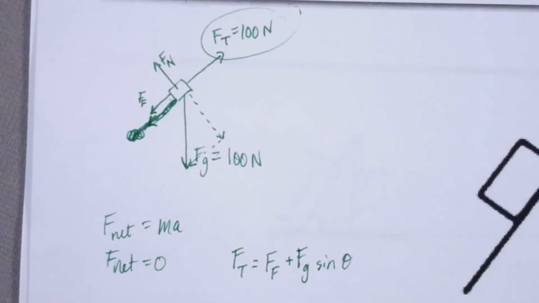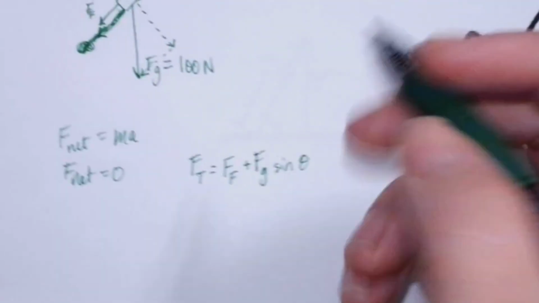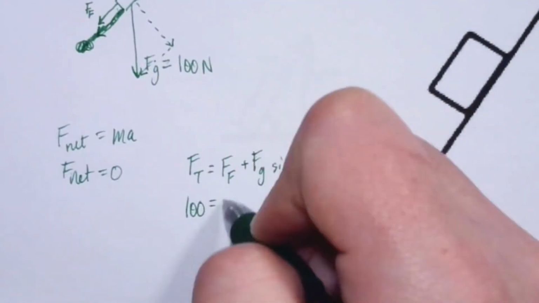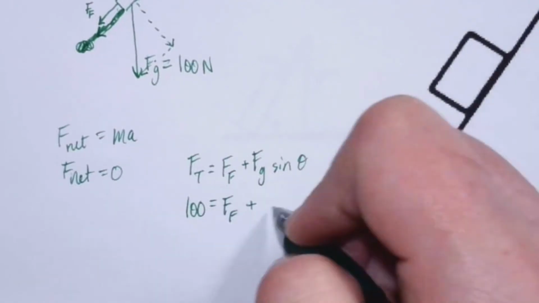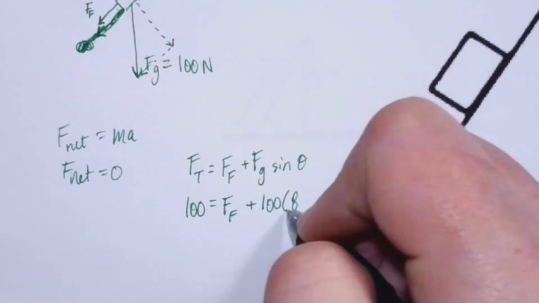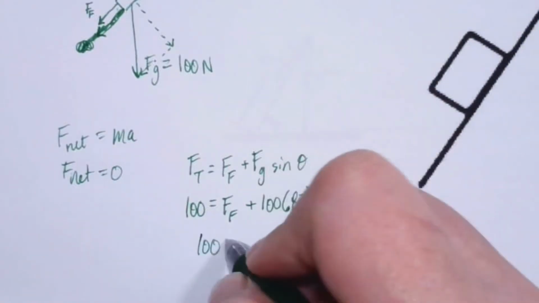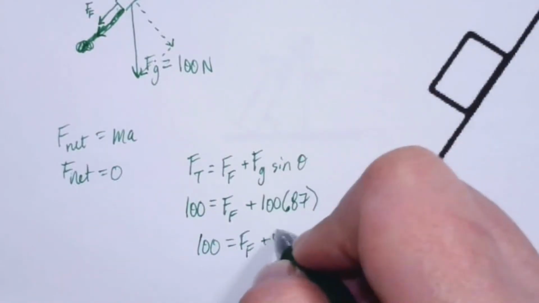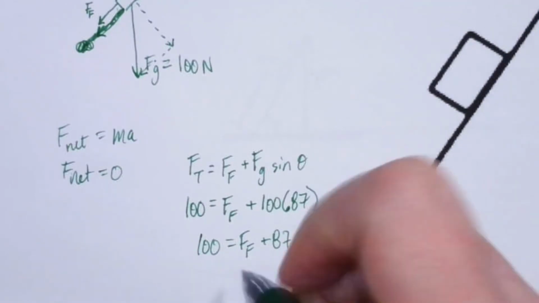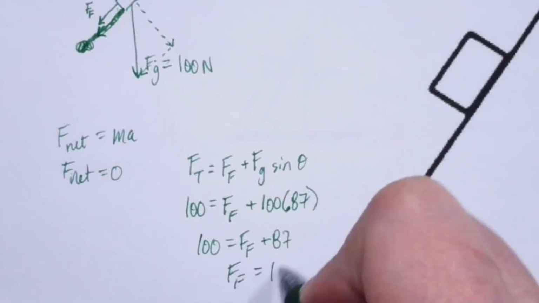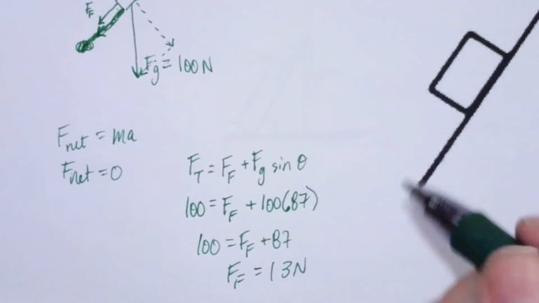And did they ask for the magnitude? They asked for the magnitude, yeah. So that's a pretty simple one to do. We can say the force of the tension is 100. Force of friction we're solving for. Fg sine theta is 100 times 0.87. And that gives us 100 equals force of friction plus 87. So force of friction equals 13. And again, it's the magnitude, so don't worry about the sign.